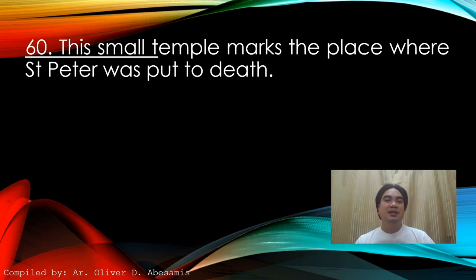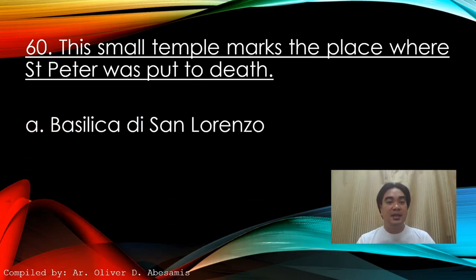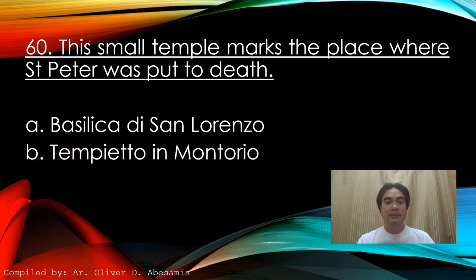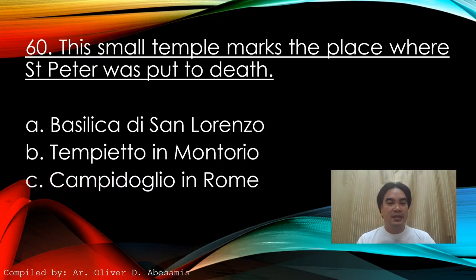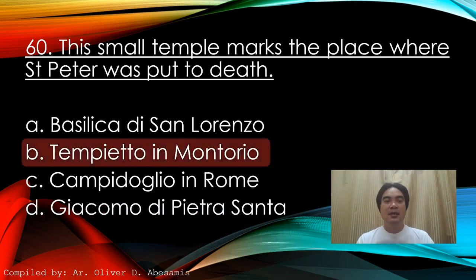60. This small temple marks the place where Saint Peter was put to death. A. Basilica di San Lorenzo. B. Tempietto in Montorio. C. Campidoglio in Rome. D. Giacomo di Pietra Santa. Answer? B. Tempietto in Montorio.